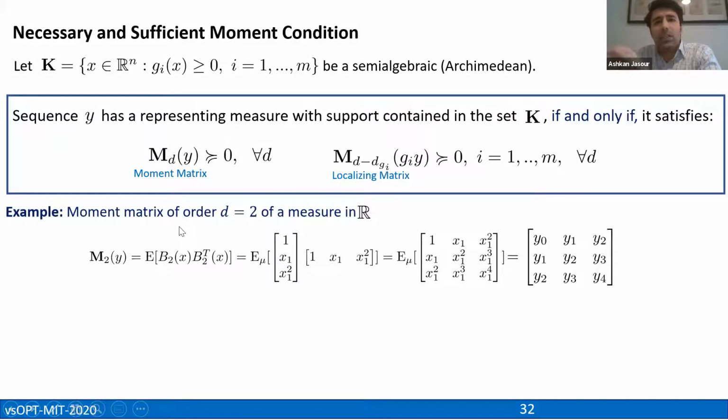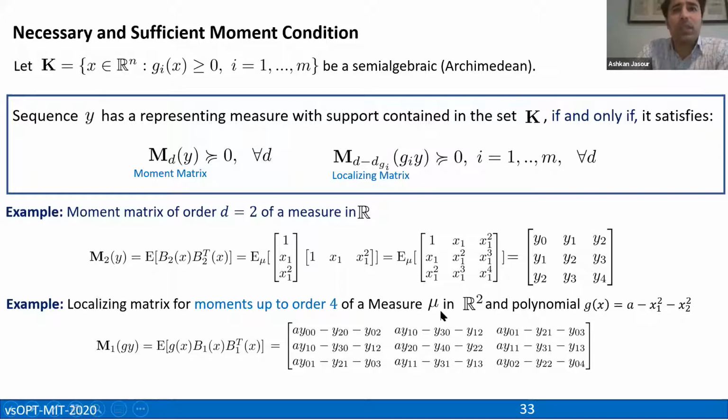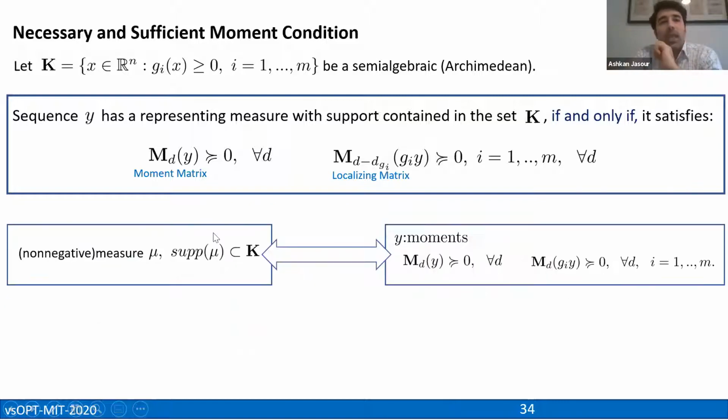And these are two simple examples of moment matrices. For example, here we have a moment matrix constructed from the moments up to order 4. And here we have a localizing matrix constructed from the moments up to order 4 and also the given polynomials. Now, by using this condition, instead of looking for measures supported inside K, I can simply look for a sequence Y that satisfies these LMIs in terms of the moment and localizing matrices.